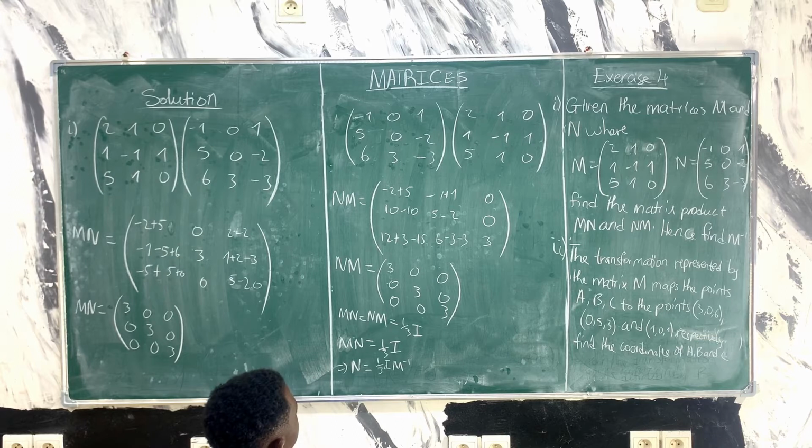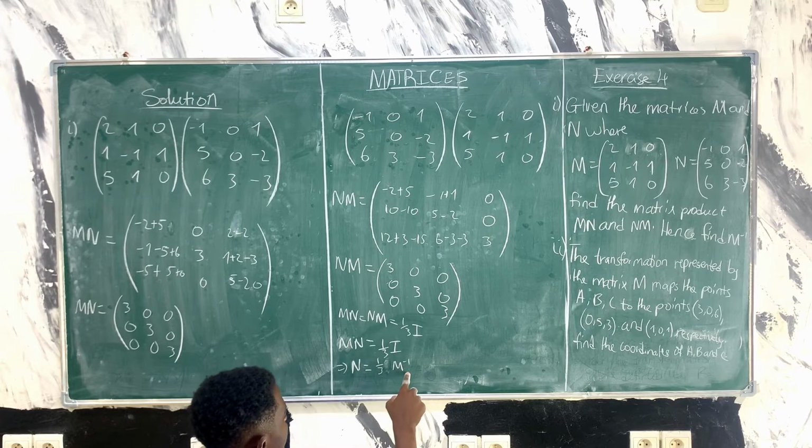I times anything is the same thing. So n is actually 1/3 m inverse, because if you multiply the identity matrix times anything, you're still going to have it. Which means m inverse here is going to be 3 times n.